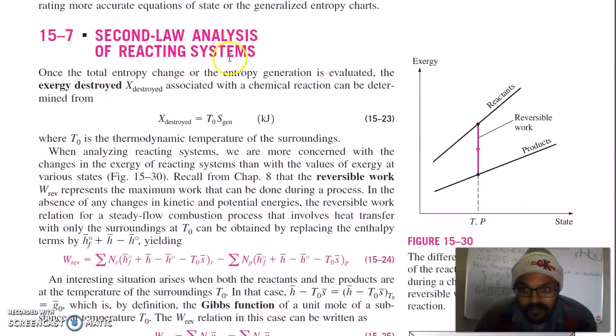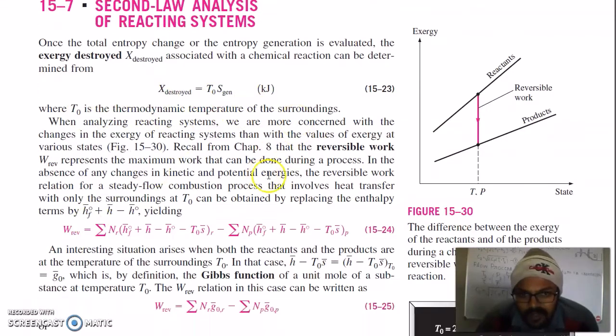Second, analysis of reacting systems. So this is exergy, this is state. When the reactants are used to form products, in the case of reversible work, once the total entropy change or entropy generation is evaluated, the exergy destroyed, X destroyed, associated with the chemical reaction can be determined from X destroyed equal to T naught S generation, where T naught is the temperature of the surroundings.